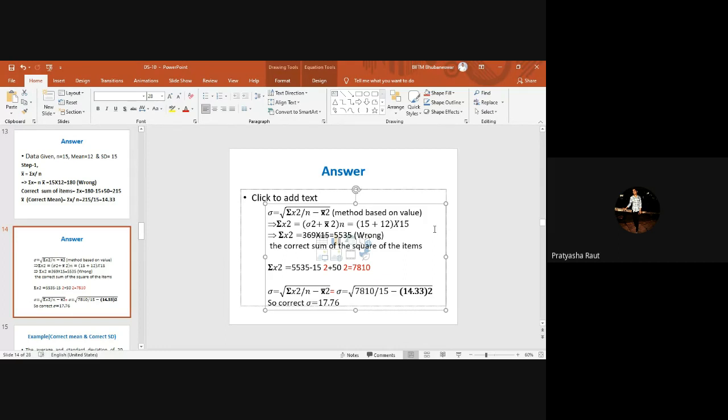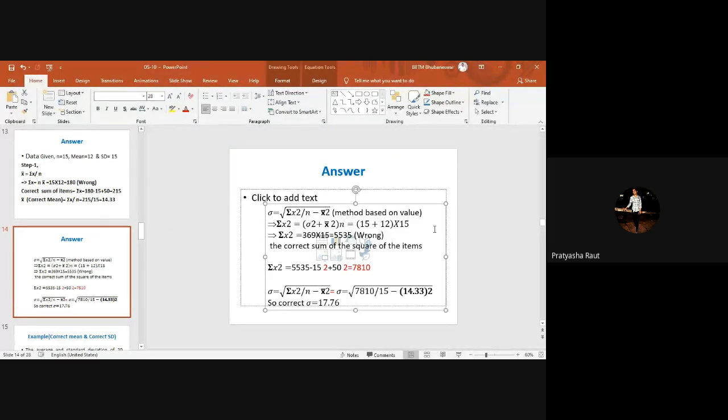Then we proceed to calculate the correct standard deviation using the same formula. Sigma equals square root of summation of x square divided by n minus x bar square. In case of calculating the correct standard deviation, directly take the next mean. That means 5535 minus 15 square, because we have taken 15 wrongly instead of 50. That means minus 15 square plus 50 square equals 7810.